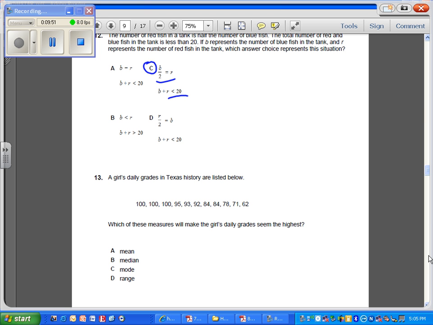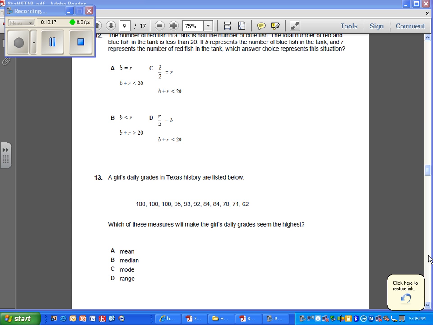All right, number 13, a girl's daily grades in Texas history are listed below. Which of these makes the daily grades seem the highest? You're going to have to figure all these out. But I can tell you right now, actually you don't really have to, because the mode is 100, and I can't imagine any of these others being higher than that. So I'm going to go with the mode, because that's 100, and you can't get any higher.